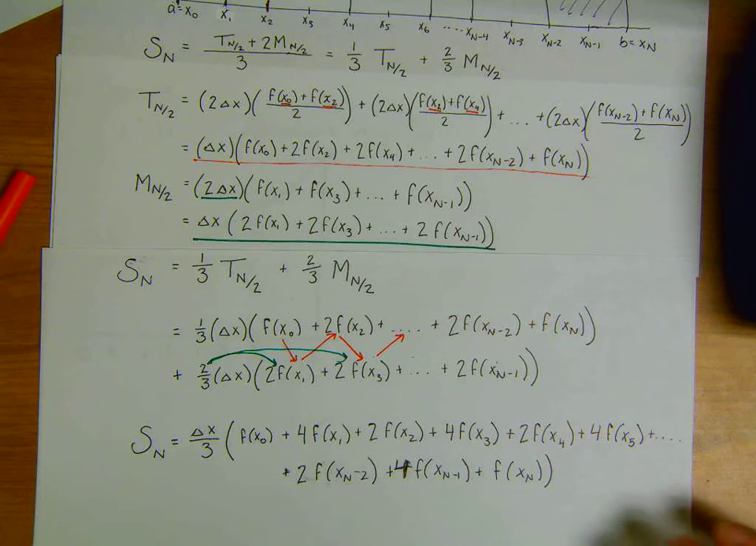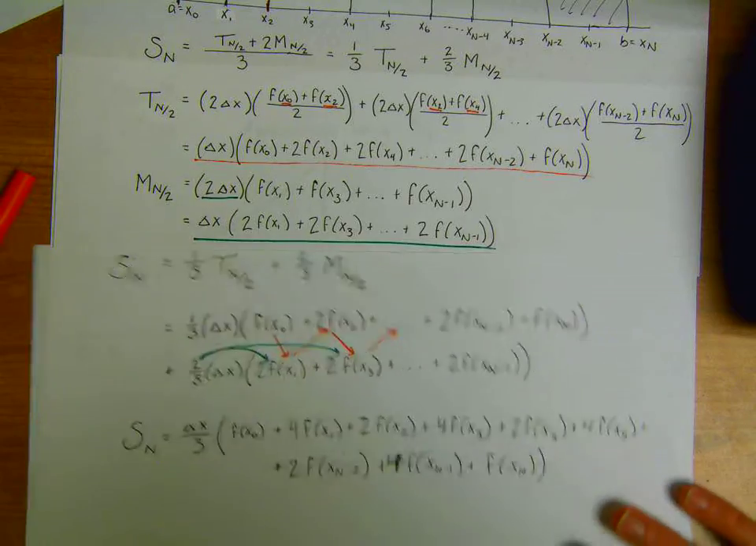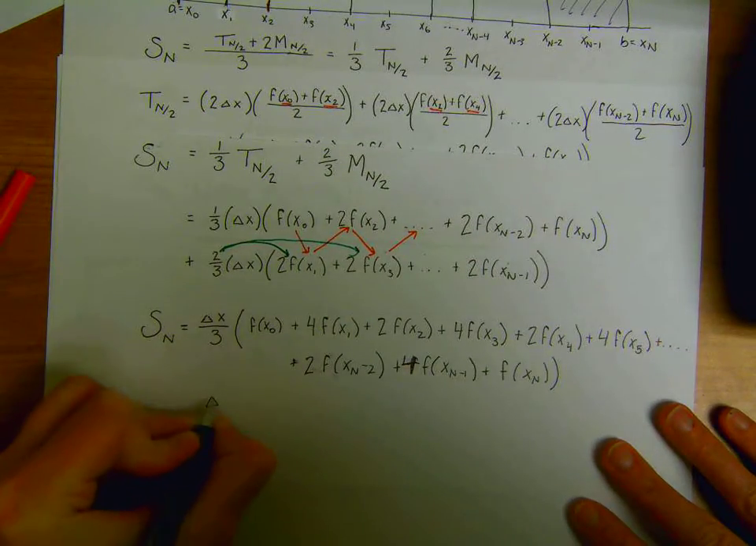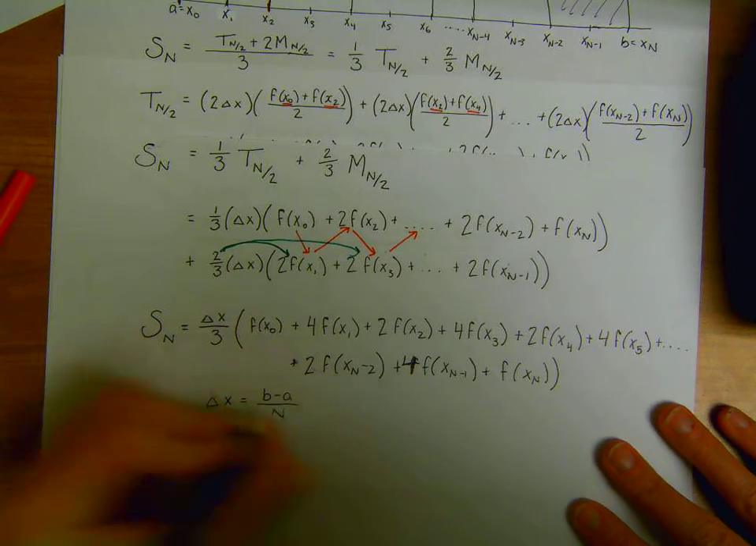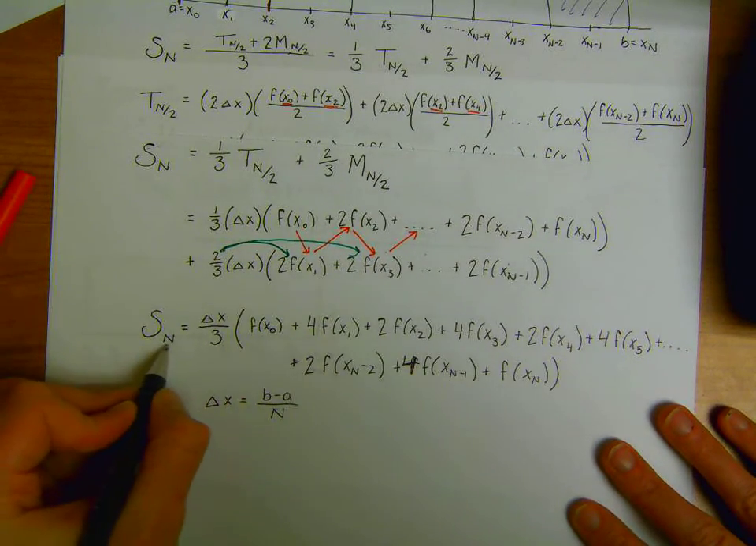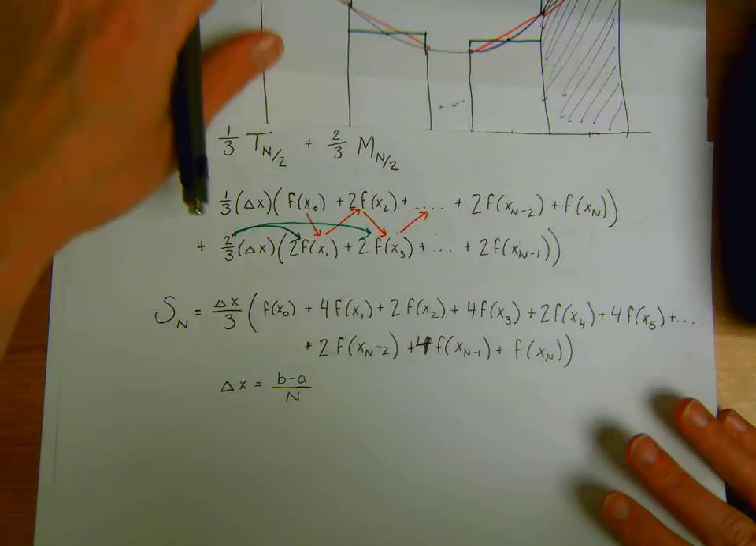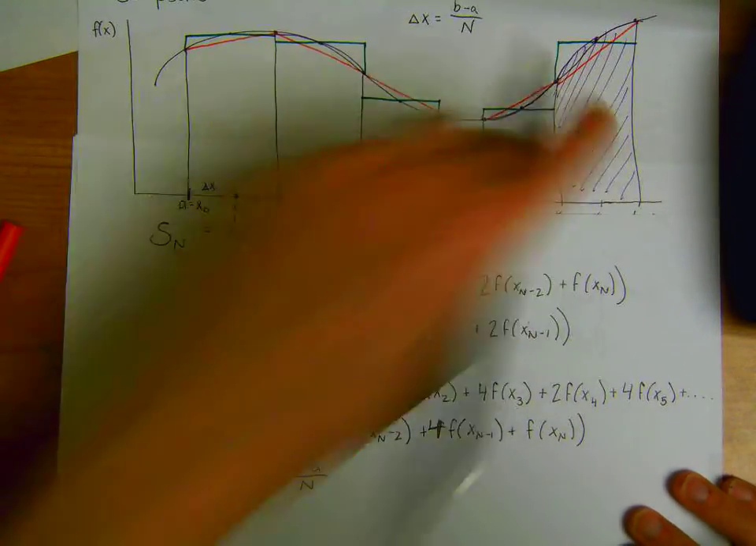Whew! So that's my formula for Simpson's rule. And keeping in mind the fact that delta x in this case, I'll write it down here, delta x is equal to b minus a over n, the width of a single rectangle, not the width of these double wide fat rectangles.